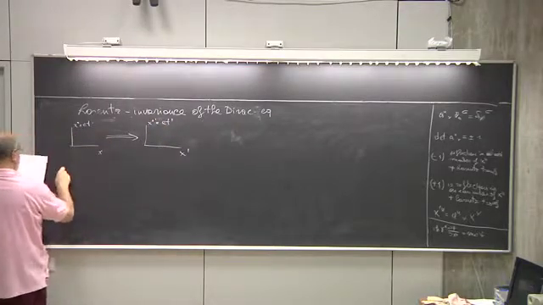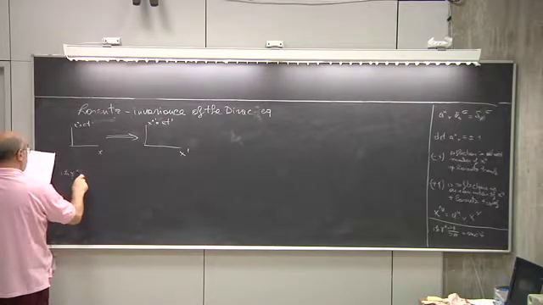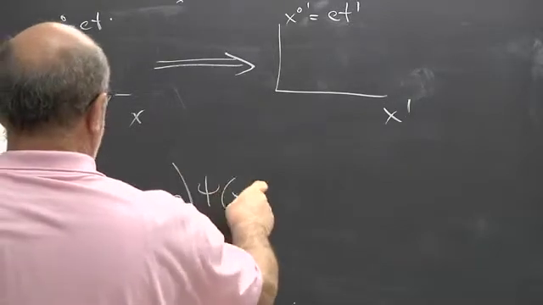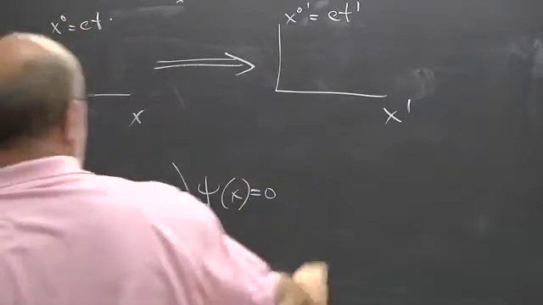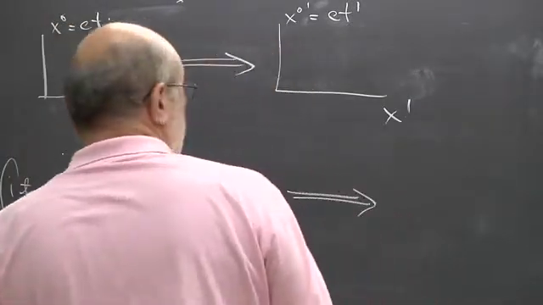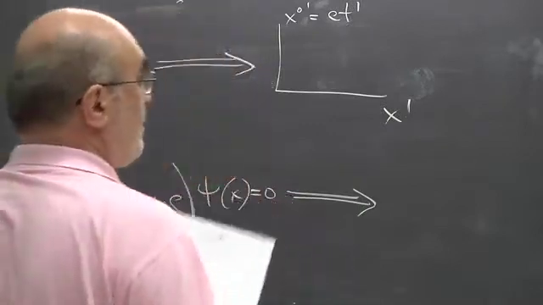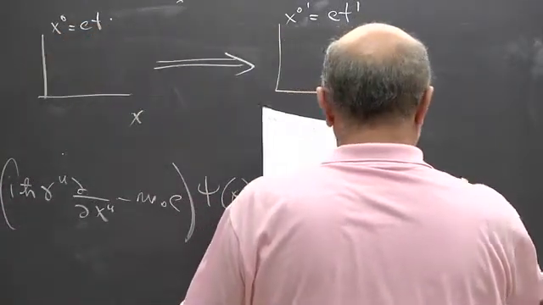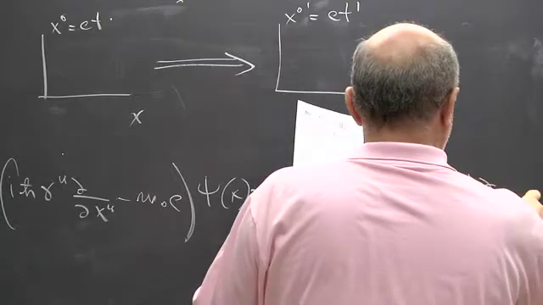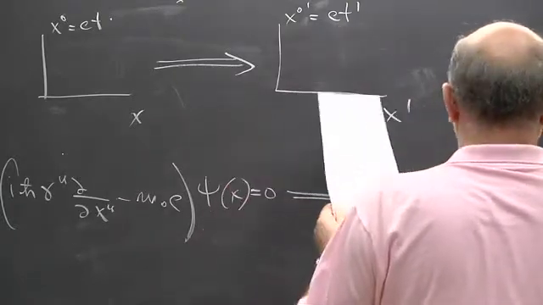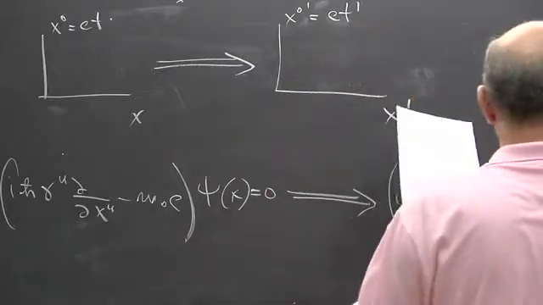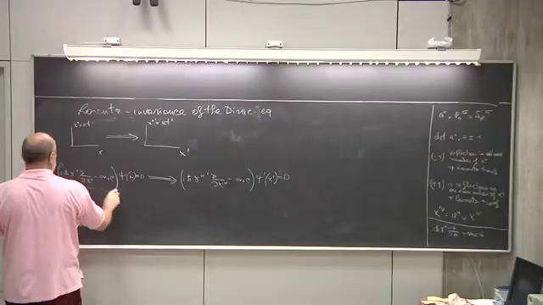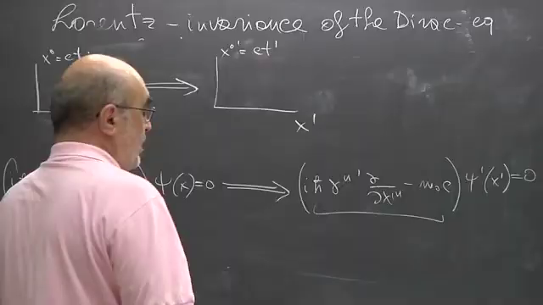Now here the Dirac equation was i h-bar gamma mu d/dx mu minus m0 c applied to psi of x equals 0. This is the equation. And we want to go into an equation that maintains the same form. When we say covariant, it means it maintains the same form: i h-bar gamma mu prime d/dx mu prime minus m0 c, psi prime of x prime equals 0. You see, it has the same form. Now, why do we want an equation to have the same form?